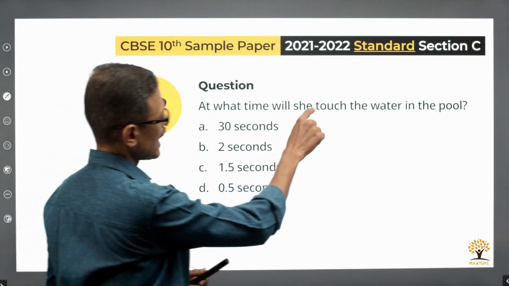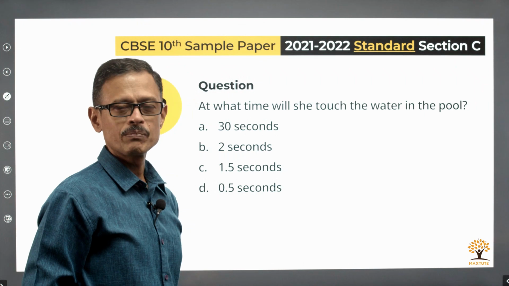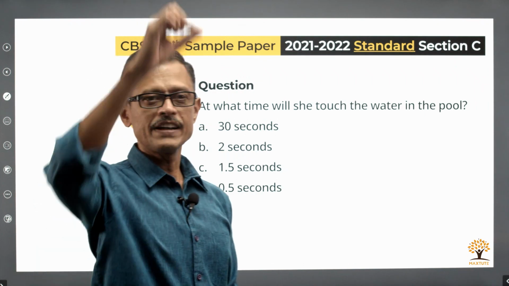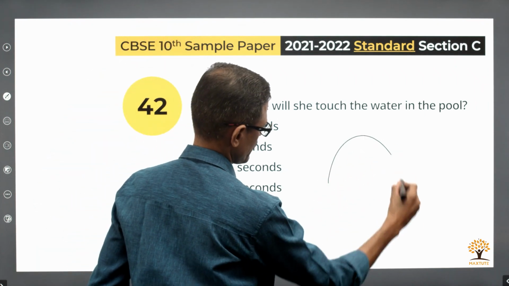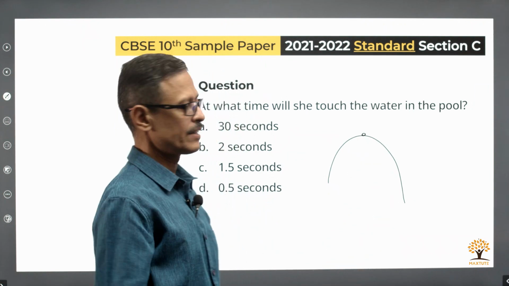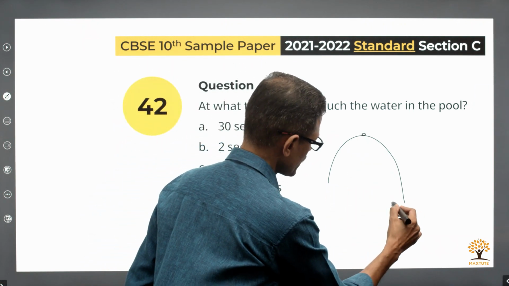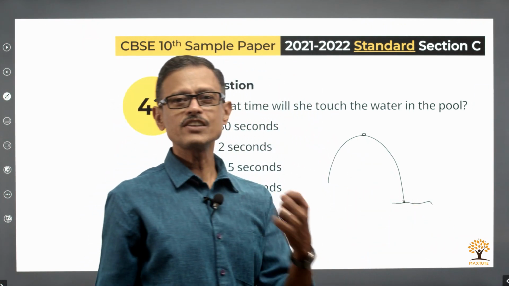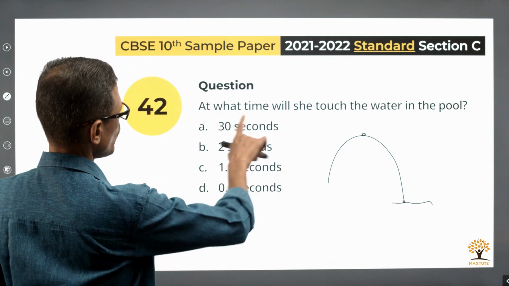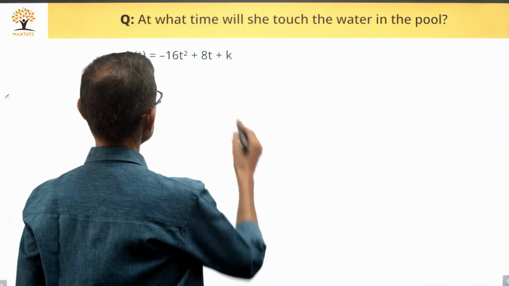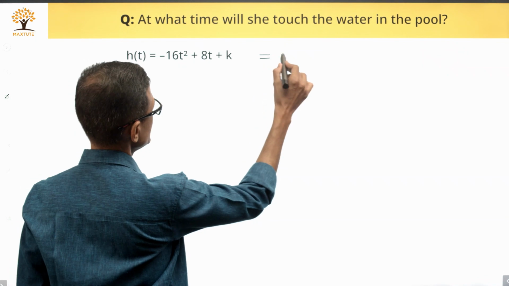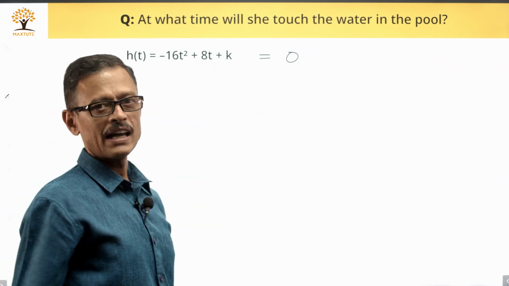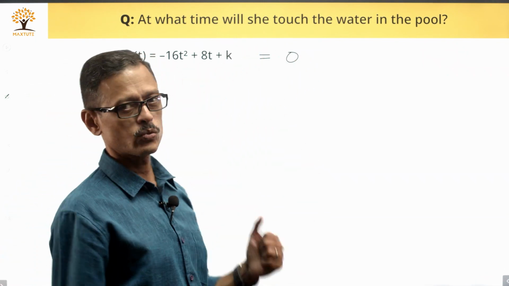At what time will Annie touch the water in the pool? Initially, she is 48 feet above the water; this is where she is at time t is equal to 0. Let's say this is the water level. When she touches the water, the height is going to be equal to 0. At what time will she touch the water? We are going to compute for h of t is equal to 0. What is this value of t? At what time is what is asked.